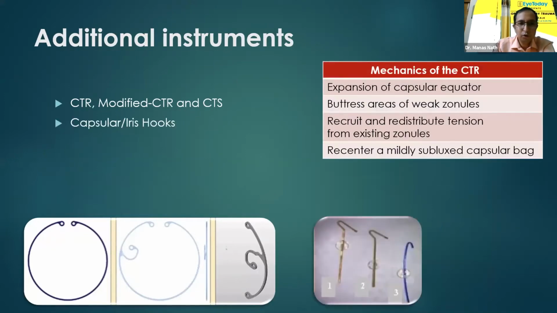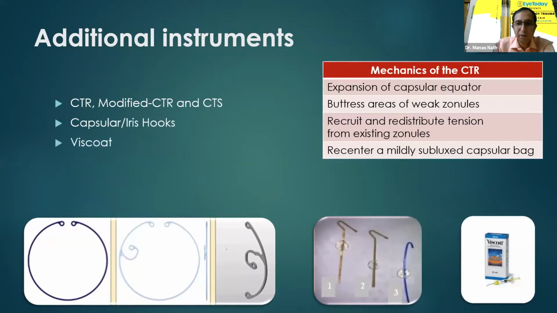The iris hook or the capsular hook supports the bag anteriorly, and one will also need a good dispersive agent like Viscoat, which acts as a very good tamponating agent.